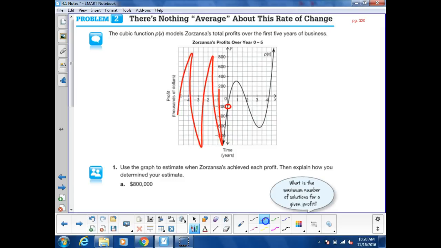So, what I would like you and your shoulder partner to do right now is answer question number 1 on page 320. That's A, B, C, D, and E for question number 1.